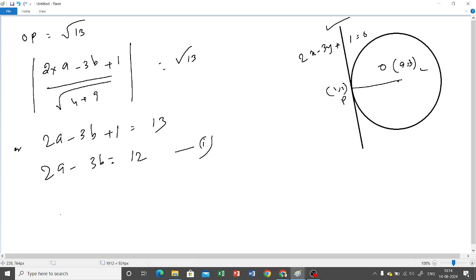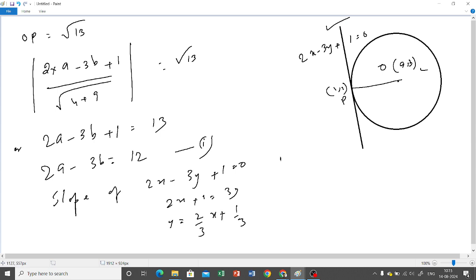Another equation is what? Another equation can be the slope of the line 2x minus 3y plus 1 equals 0. So y is equal to 2 by 3 x plus 1 by 3. What is the slope? 2 by 3.